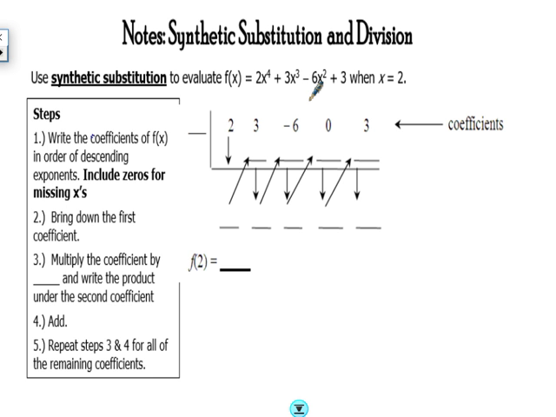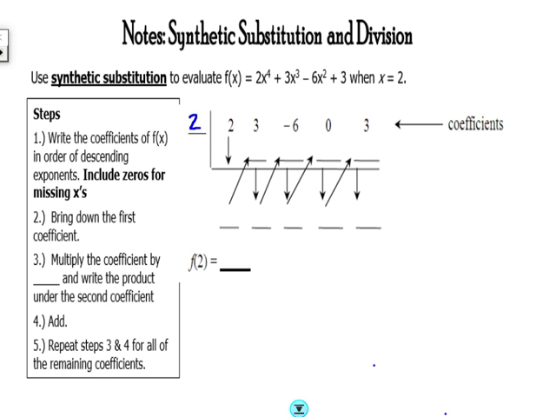Alright, so the first thing we do is write down the coefficients for our polynomial in standard form. Now notice that we don't have an x term here, so we have to put in a 0 placeholder for that term. Otherwise, synthetic substitution or division won't work. So you've got to remember your 0 placeholders. Once we write down the coefficients, we're going to evaluate f of 2. So on the outside here, we're going to put our 2.